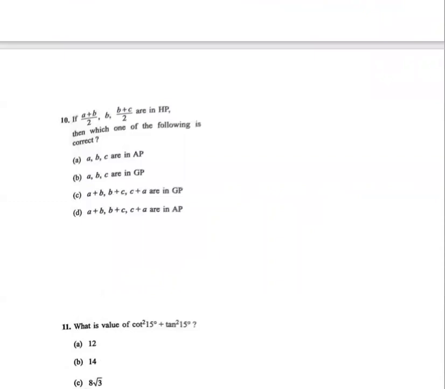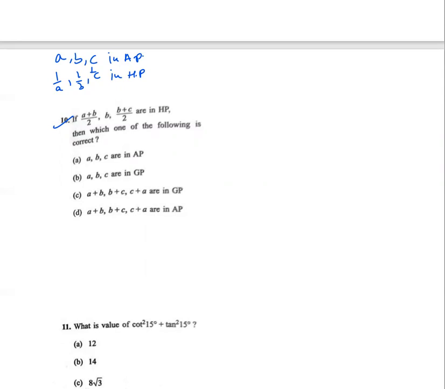Moving on to the next one. It says, if (A+B)/2, B, and (B+C)/2 are in HP. HP means that if A, B, C are in AP, then 1/A, 1/B, and 1/C will be in HP. This is the relation between harmonic progression and arithmetic progression. So from AP, these are given to us in HP. Then which of the following is correct?